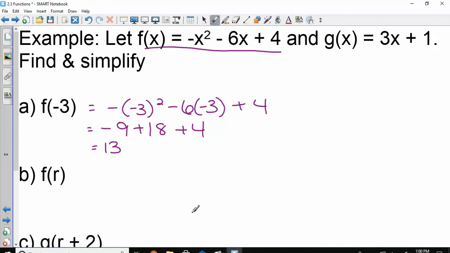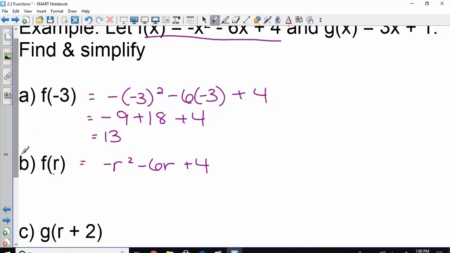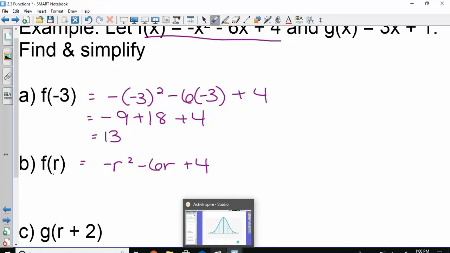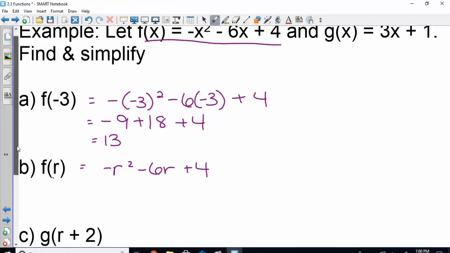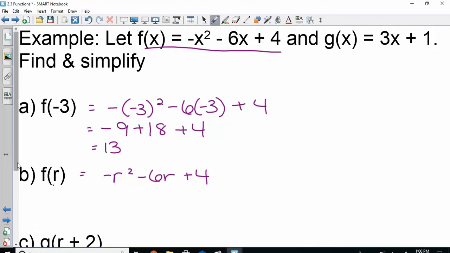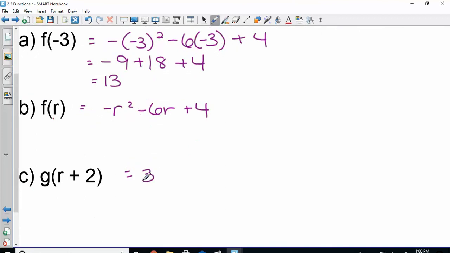If I ask you to find f of r, what do I want you to do? Go to f and plug in an r for all of your x's. It's just negative r squared minus 6r plus 4. Last one, g of r plus 2. So the g tells me that I'm putting it into equation g, r plus 2. So I am replacing my x with r plus 2.